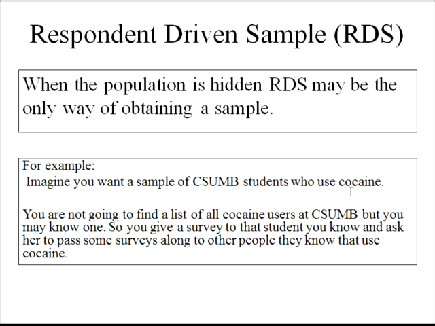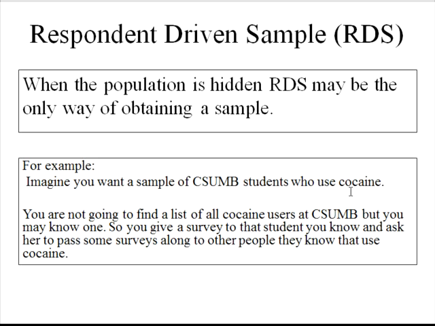So for example, imagine that you want a sample of CSUMB students who use cocaine. So your population is all cocaine users in CSUMB. Now, you're not going to find a sampling frame of that. There won't be a list of all cocaine users, right? But you may know one or a few.